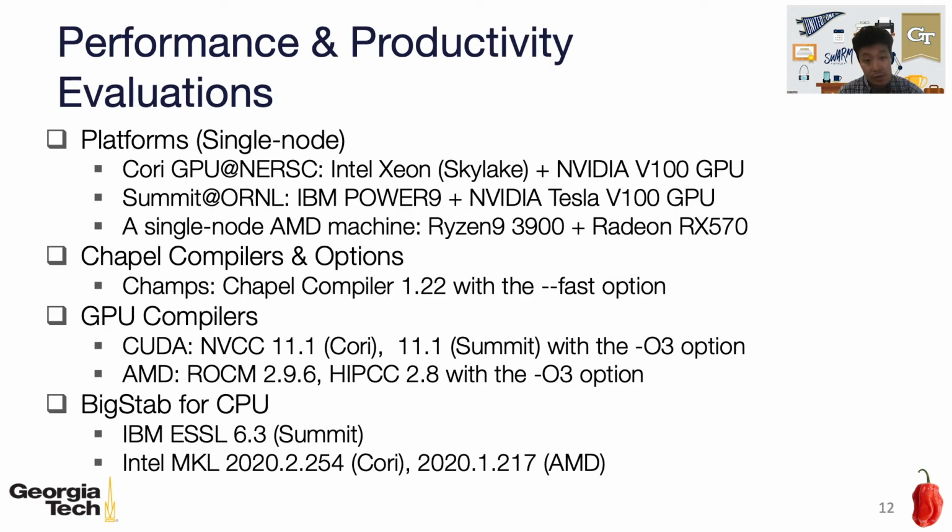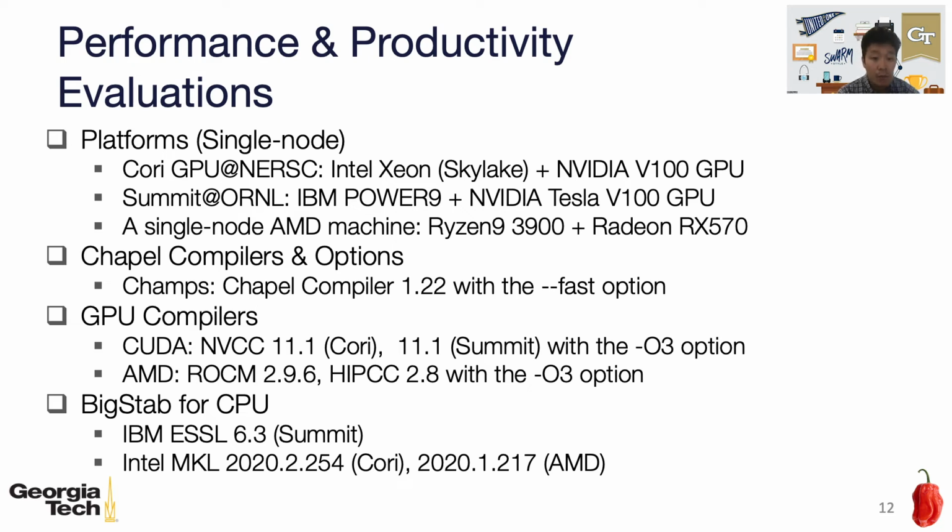We evaluated the performance of our CHAMPS implementation on the following three platforms. The first platform is the Cori-GPU cluster at NERSC, which has Intel Xeon Skylake CPUs and NVIDIA Volta 100 GPUs. The second platform is Summit at ORNL, which has IBM POWER9 CPUs and NVIDIA Volta 100 GPUs. The third platform is a single node AMD machine, which includes a Ryzen 9 CPU and Radeon RX GPUs.